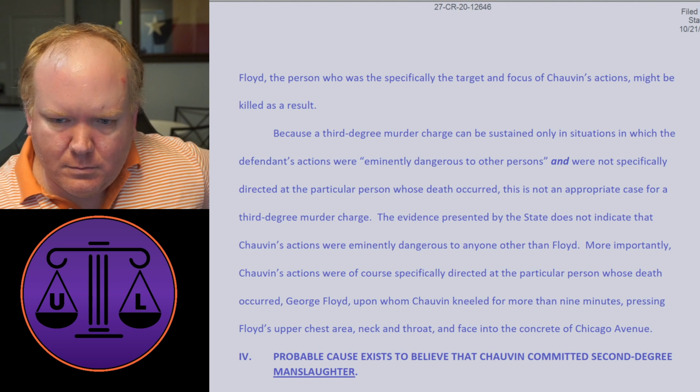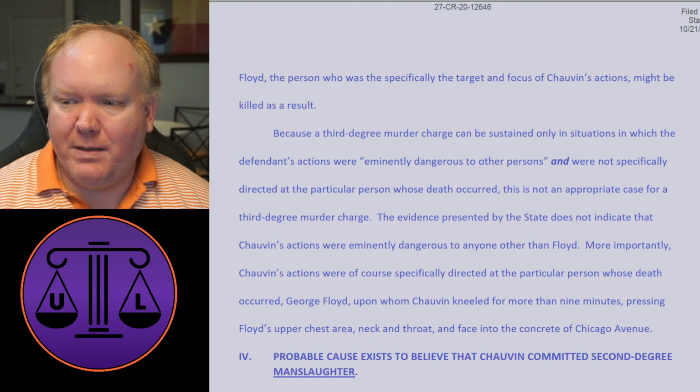But we'll cover the second-degree manslaughter, and we'll also cover the other cop's liability, so let's get started with that, and we will pick it up.